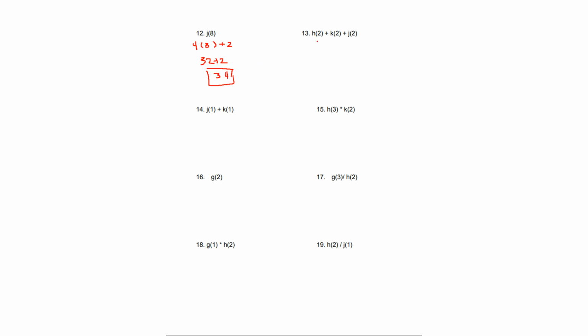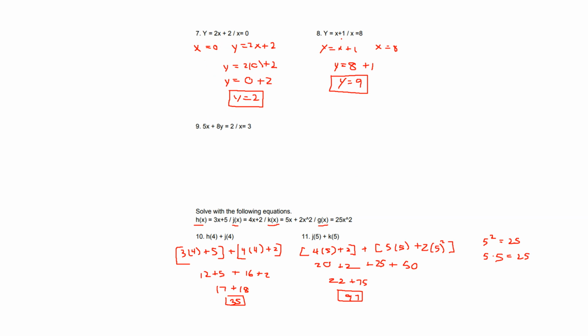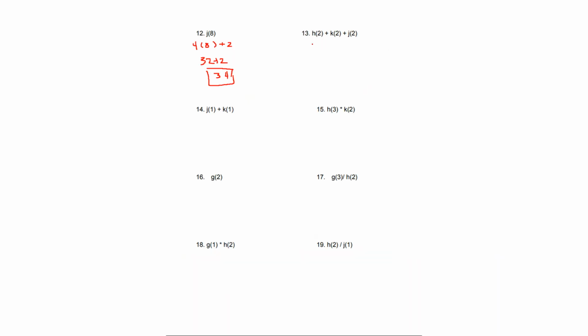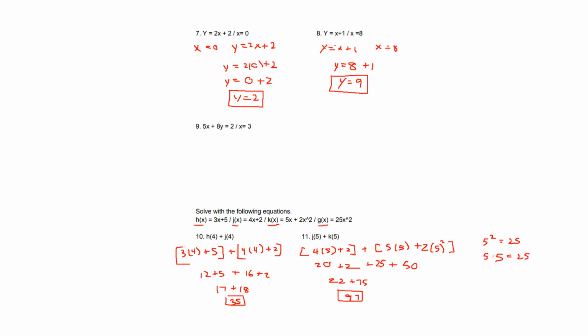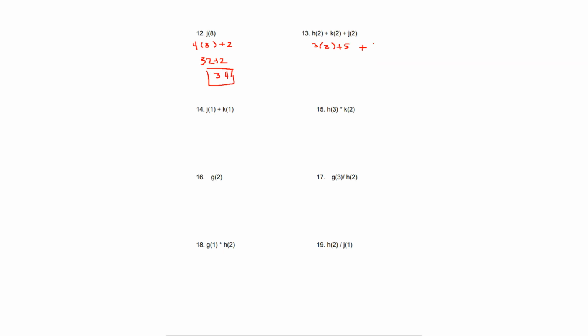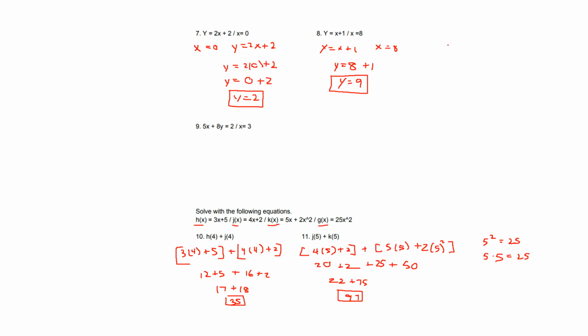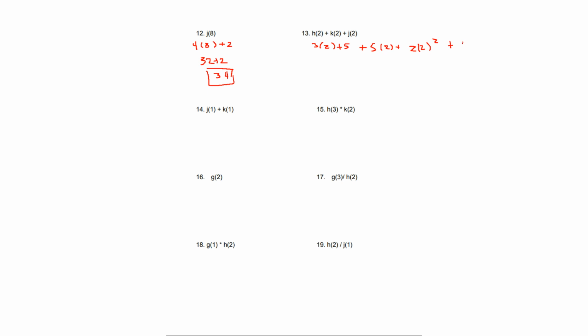We have h of 2 plus k of 2 plus j of 2 for number 13. H of x is 3x plus 5. So if you plug that in, we get 3 times 2 plus 5 plus k of 2. And k of x is equal to 5x plus 2x squared. So 5 times 2 plus 2 times 2 squared plus j of 2, and j of x is 4x plus 2. So plus 4 times 2 plus 2.